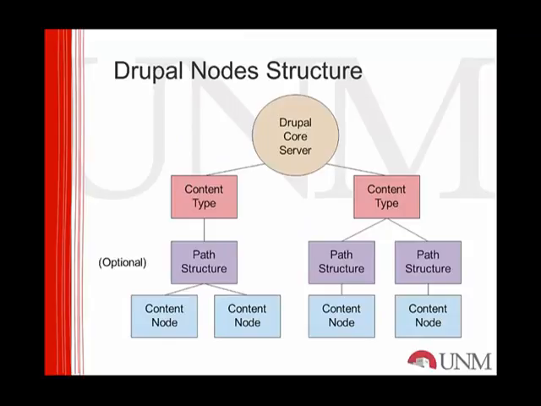So here we see the Drupal core server at the top. We have our content types, which control the fields and the display behavior of each type of node under it. And then we can optionally create these branches or paths to the content.